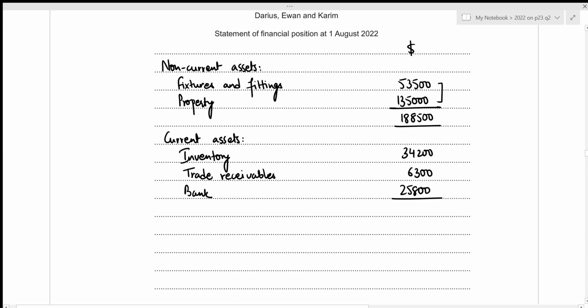Let's figure out the total for current assets by adding these three amounts. That will be 34,200 plus 6,300 plus 25,800, which results in 66,300. Now we can figure out total assets. That will be the sum of non-current assets and current assets, which in this case is 188,500 plus 66,300, which results in 254,800. All right, we completed the assets section.